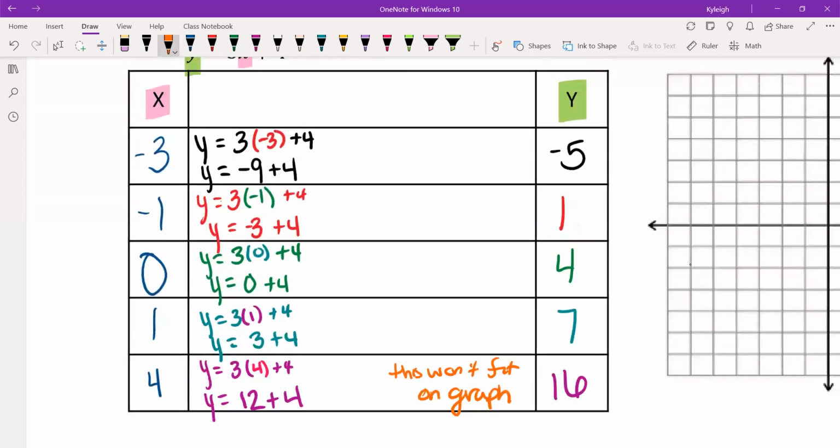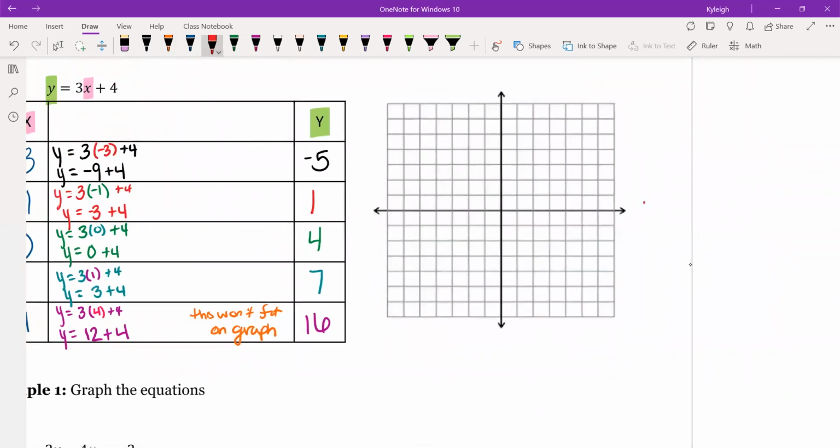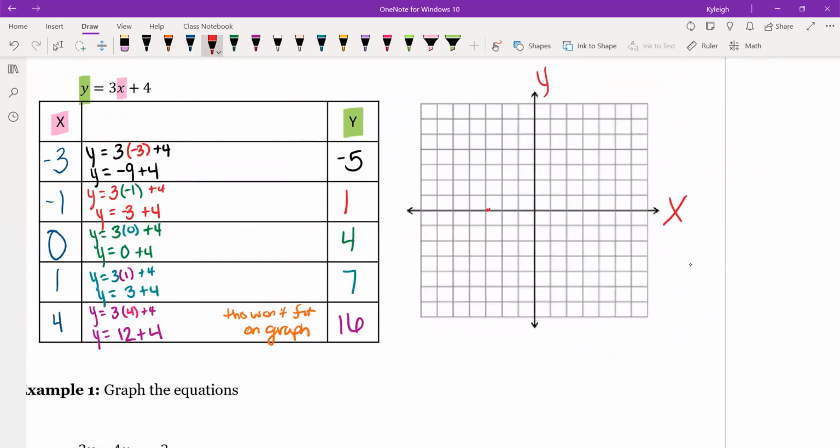So now that we have these, we're just going to graph those ordered pairs. What's important to remember is that this is your x-axis. This is your y-axis. So we go over to our x first at -3, which is like here, and then we go down to -5. And we put an ordered pair right there. Okay, and then we do the same for the next one. And we go -1, 1, which is here. And we go 0, 4. And then we go 1, 7.